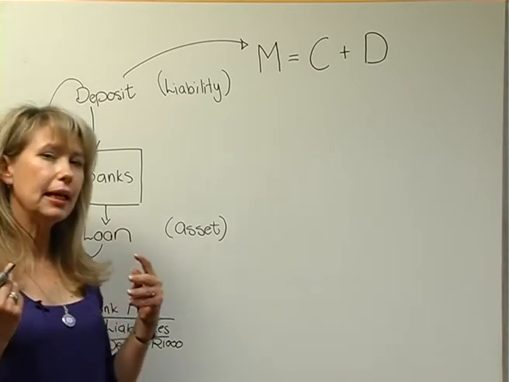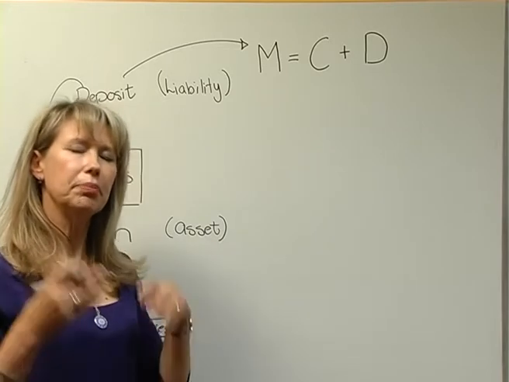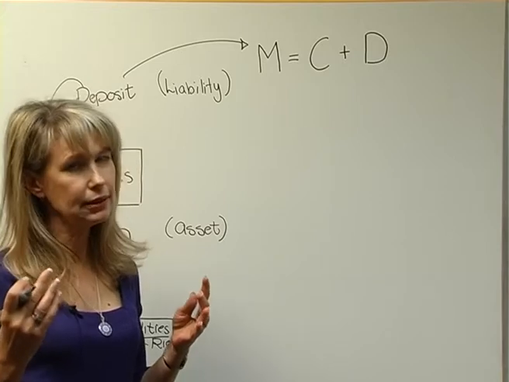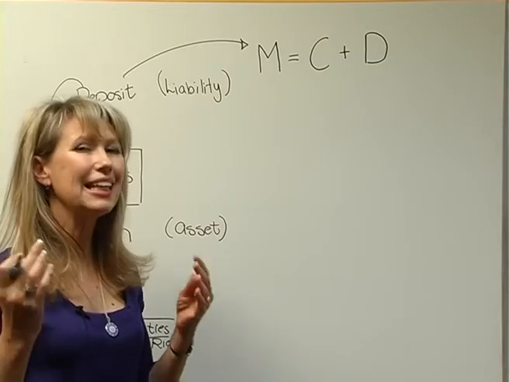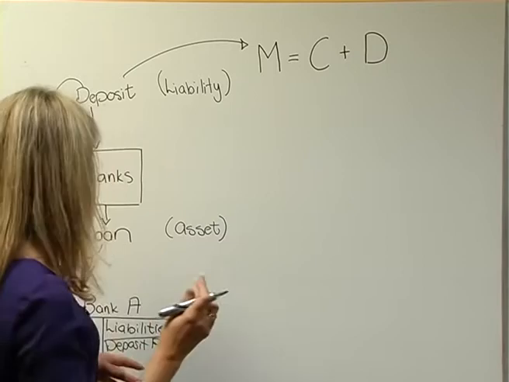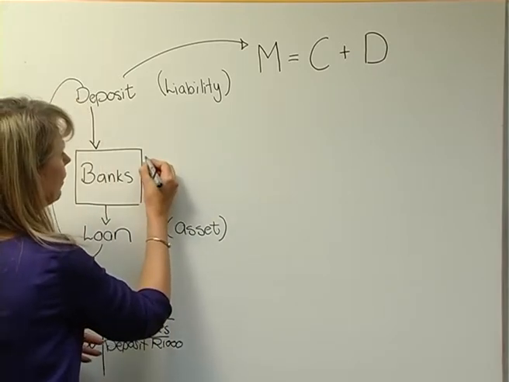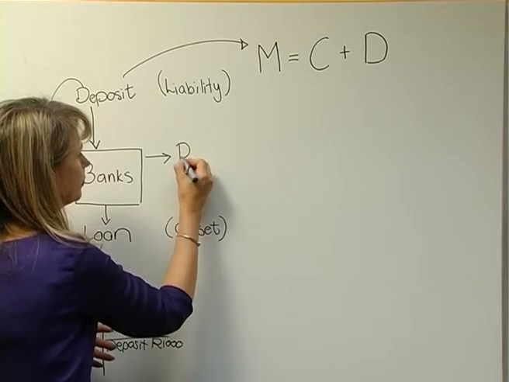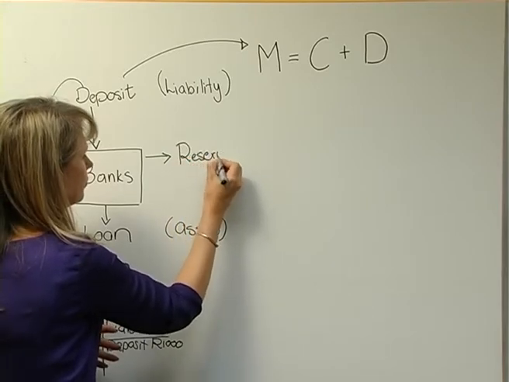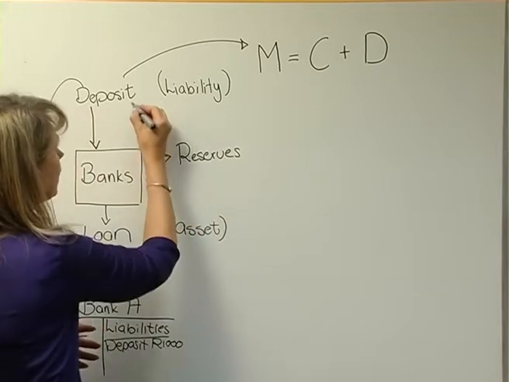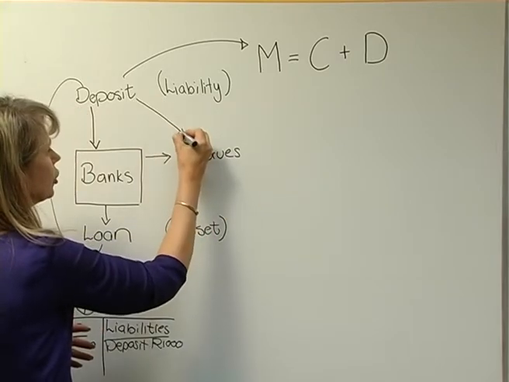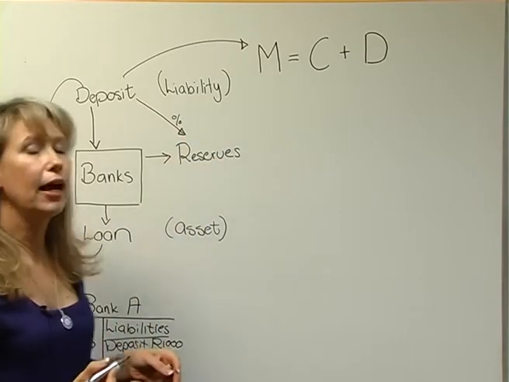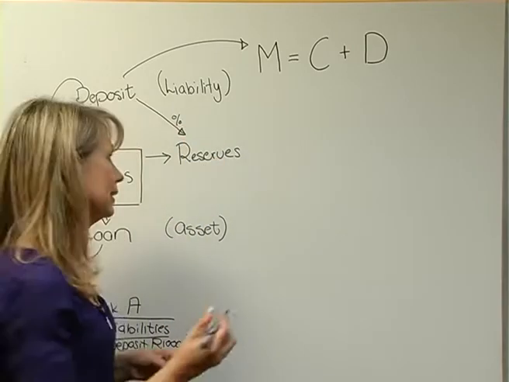Does this mean that banks can create as much money as they want to? In effect, it really does, but there is something that limits them. And that is the fact that they have to keep reserves. Banks have to keep a certain percentage of their deposits in reserves. And they have to do that for different reasons.